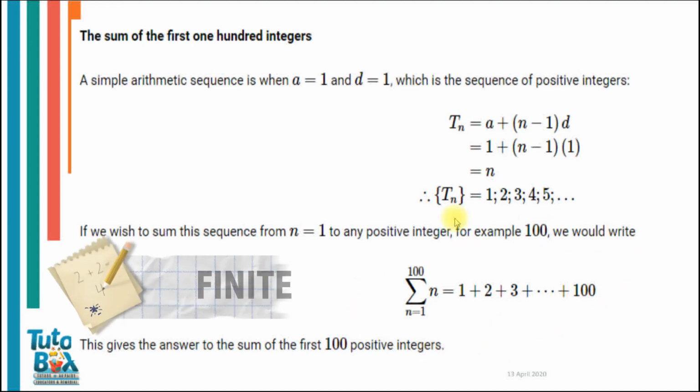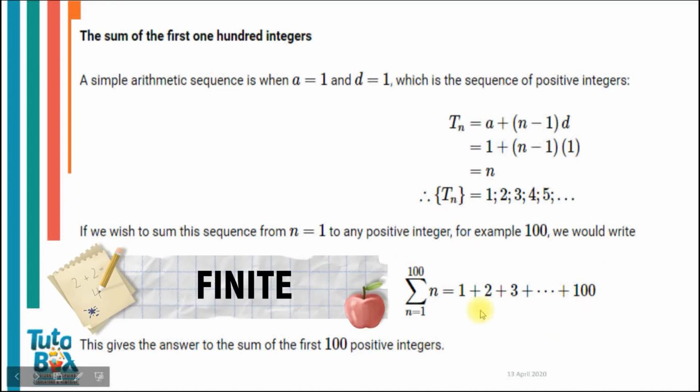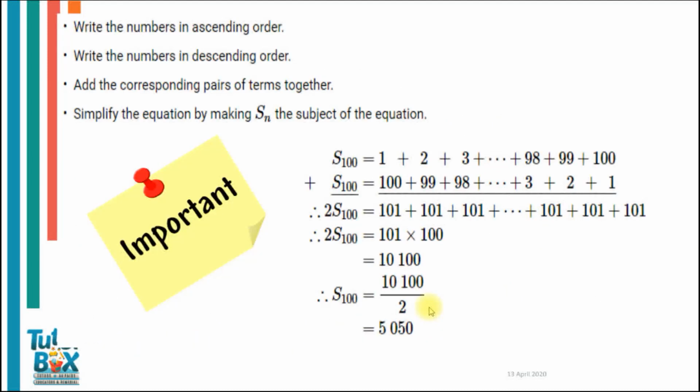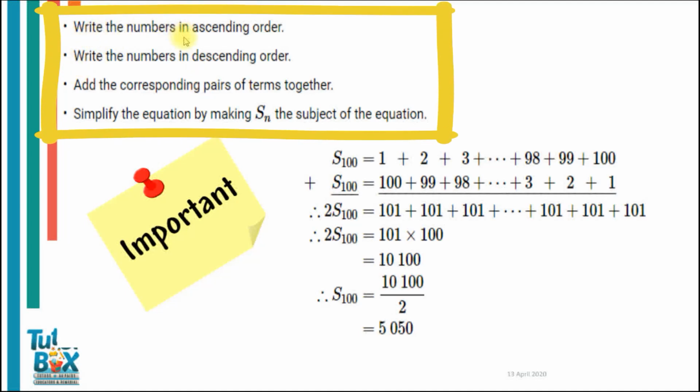Do you guys notice that this is a finite series, right? So this gives the answer to the sum of the first 100 positive integers, right? Okay, so guys, for the proof that's coming, you need to note the following. First, you write the numbers in ascending order. Second step, you write the numbers in descending order. Third step, you add the corresponding pairs of terms together. And then fourth step, you simplify the equation by making Sn the subject of the equation.